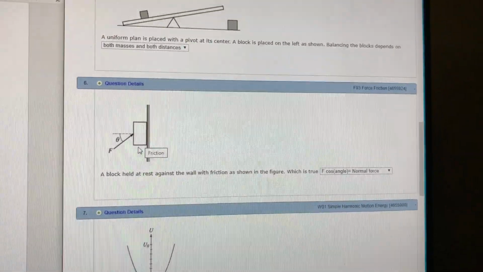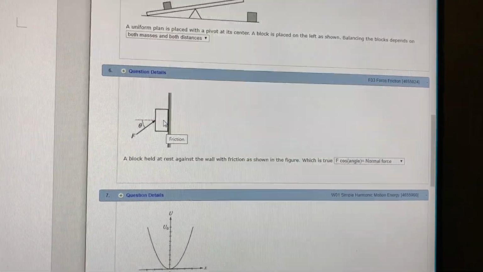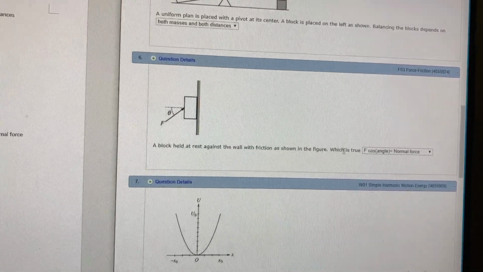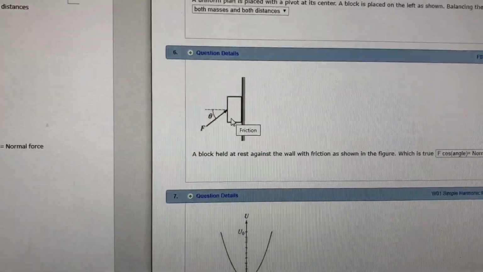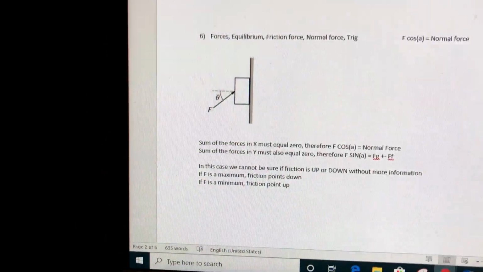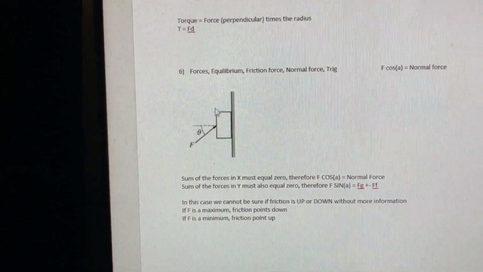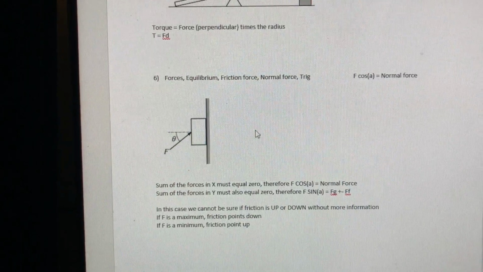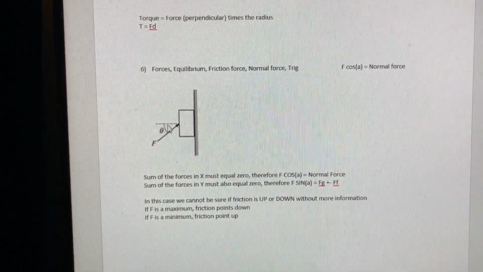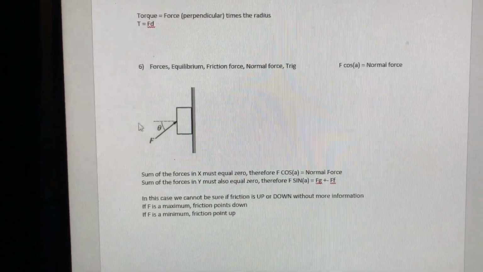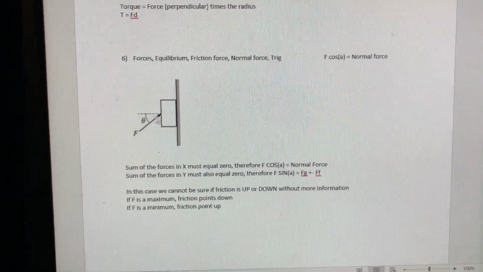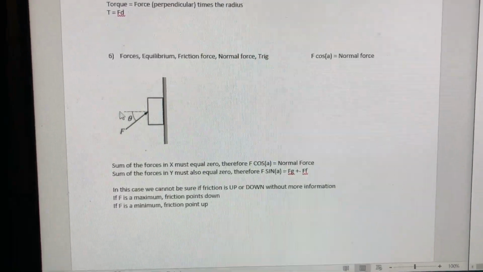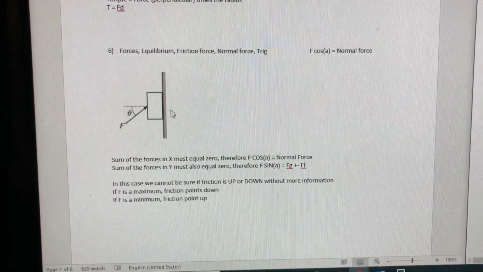This problem I remembered from class, but I've got this block being held in place. A block held at rest against the wall with friction as shown in the figure. What has to be true? So what I'm really asking here is what's going on in the x and the y. So I have this force coming in at this angle theta. So x is the horizontal. In this case, cosine is the adjacent. And because cosine is always the adjacent, cosine is going to give me the x component.